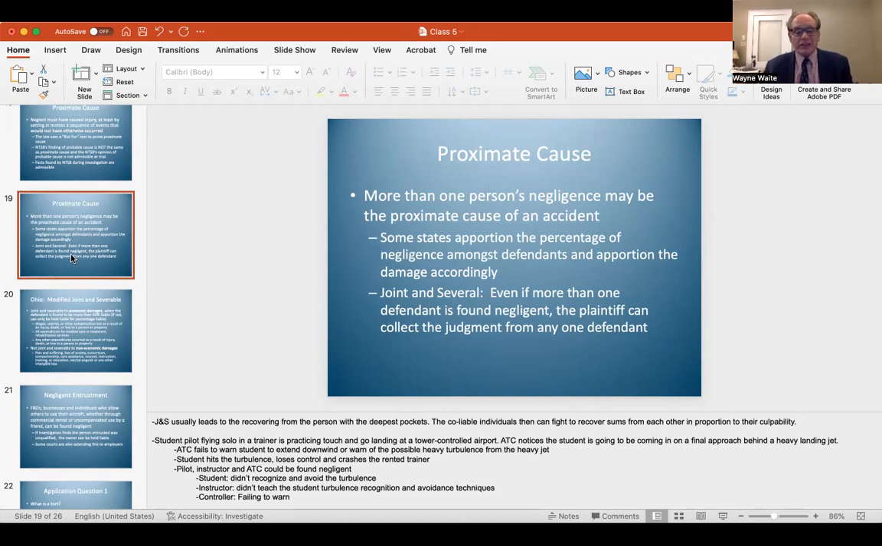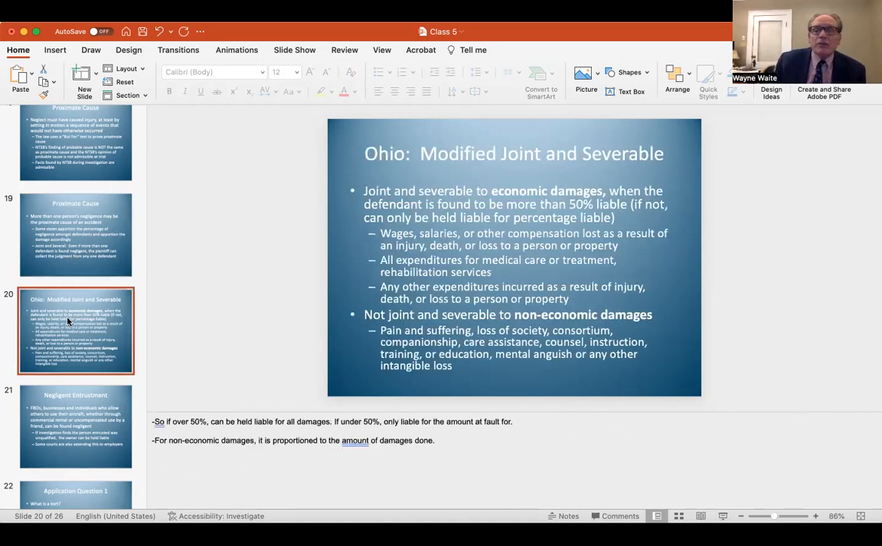Well, you guessed it, the pilot, the instructor, and ATC could all be found negligent. The student didn't recognize and avoid the turbulence. The instructor didn't teach the student avoidance techniques. And what about the controller? Hey, he didn't warn them. So they could all be liable.